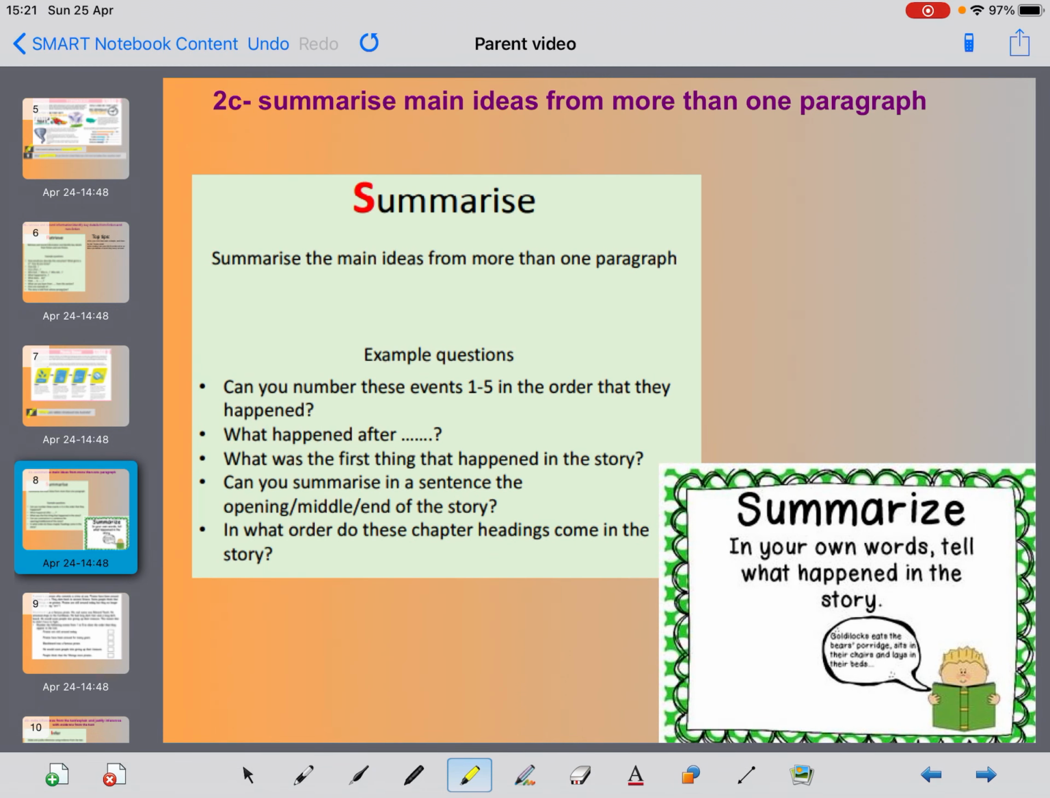2C, summarize main ideas for more than one paragraph. To summarize, it is in your own words, tell what has happened in the story. So example questions, can you number these events 1 to 5 in the order that they happened? What happened after? What was the first thing that happened in the story? Can you summarize in a sentence the opening, middle, and end of a story? In what order do the chapter headings come in the story?